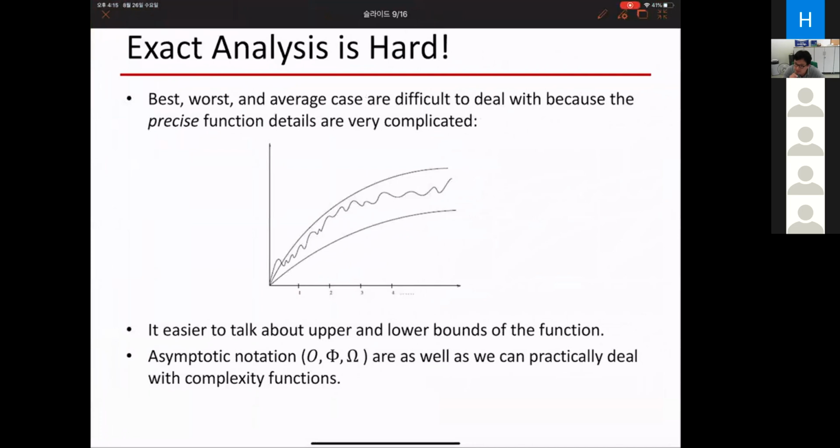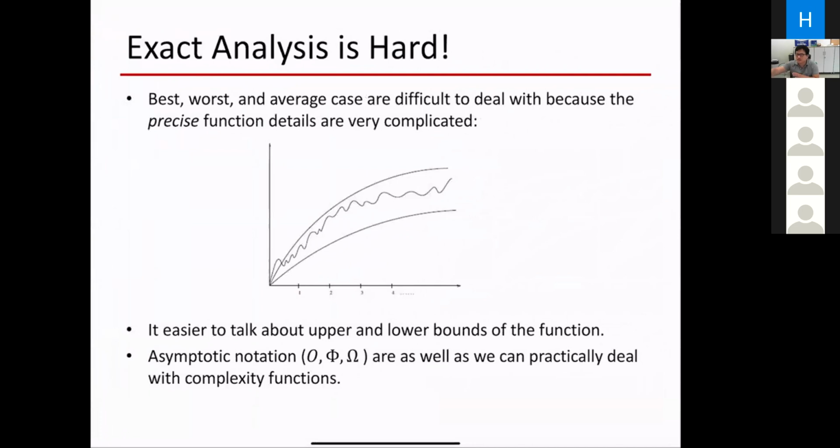So we call it asymptotic notation, meaning I don't know exactly, but I'm thinking I can draw an upper line and a lower line. That's asymptotic. Why? Exact analysis is tough. Best, worst, and average case are difficult to deal with because the precise function details are very complicated. You cannot estimate these curves in detail.